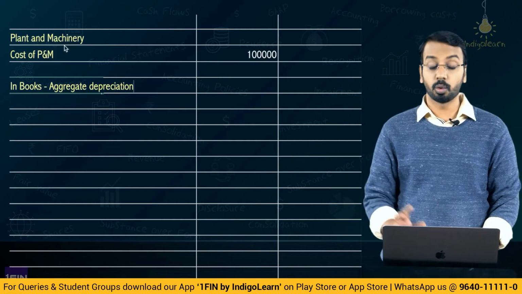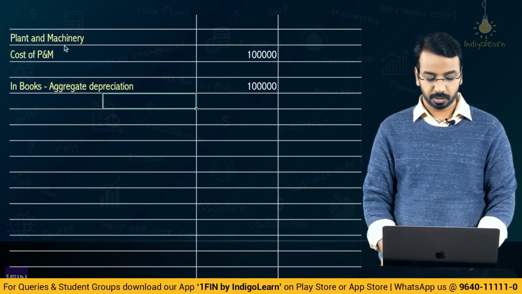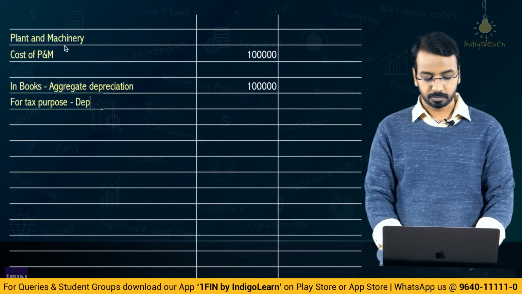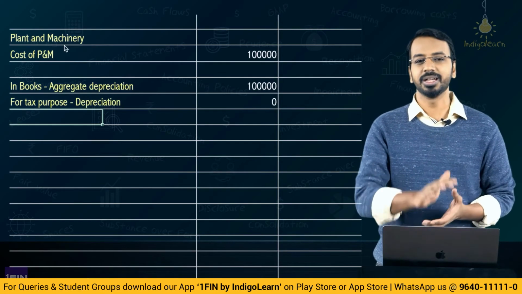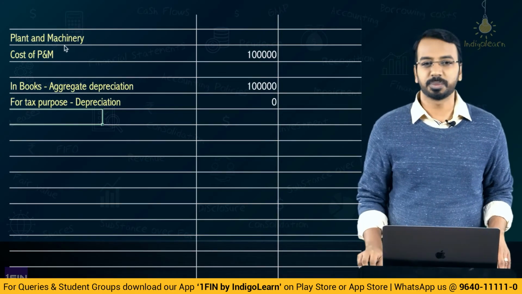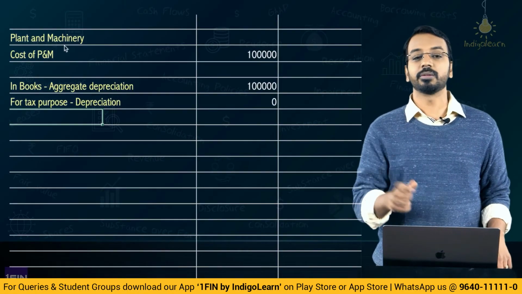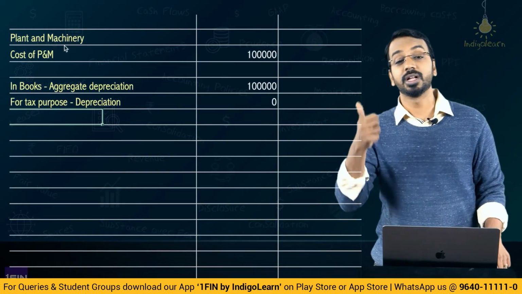So for books, aggregate depreciation over a period of the life of the machinery will be 1 lakh. Okay. For tax purpose, depreciation is 0, because as far as the tax laws are concerned, this asset is not eligible for depreciation. Now, if something is not eligible for depreciation, the depreciation that you will get for the tax purpose, what will be the value of that asset? You will say the value of the asset itself is 0 for the purpose of taxation, right?